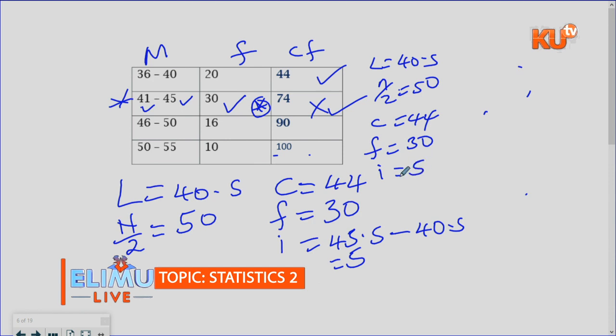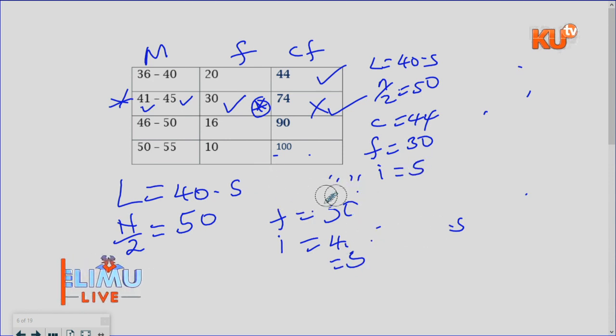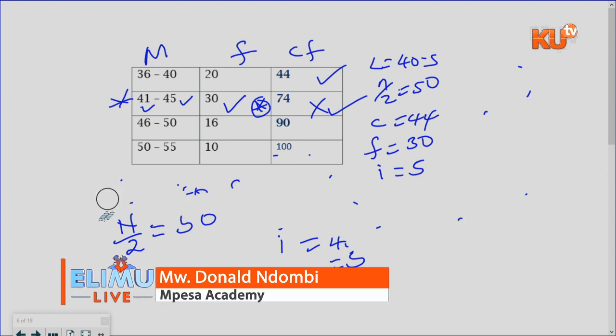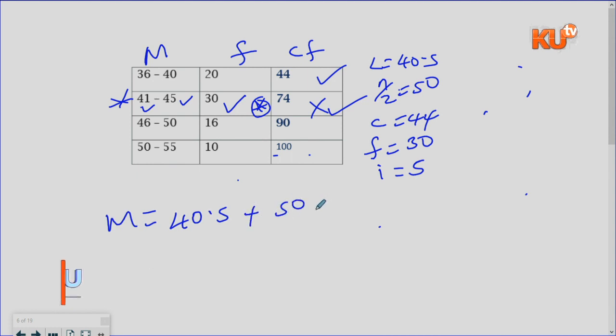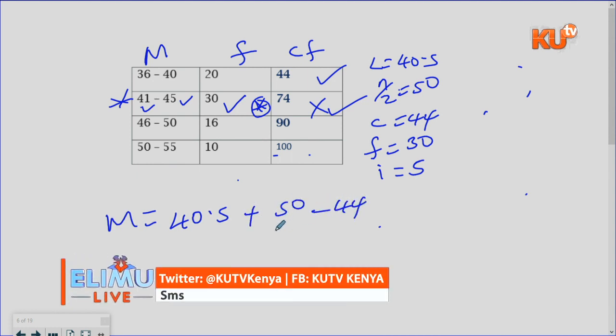Now with all this in mind, we can come down here and calculate our median easily, substituting these values into the formula directly. So our median equals L, which is 40.5, plus 50 minus 44, all divided by F, which is 30, then put brackets here, then multiply by 5. I can leave it there.